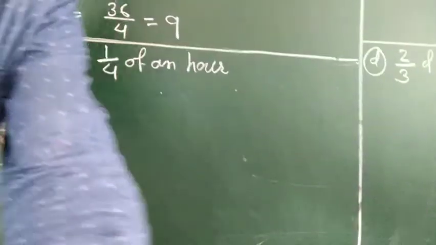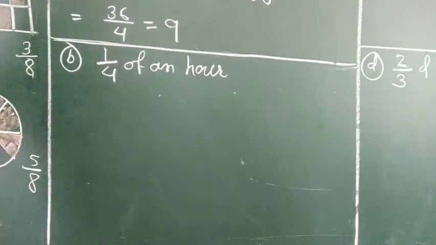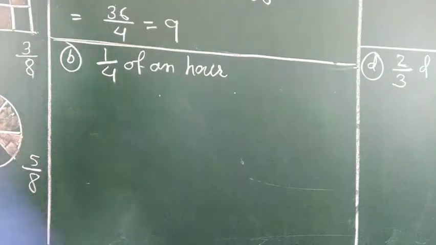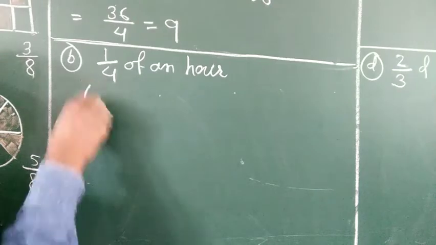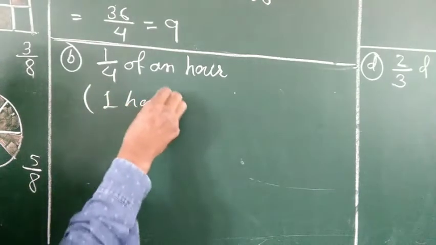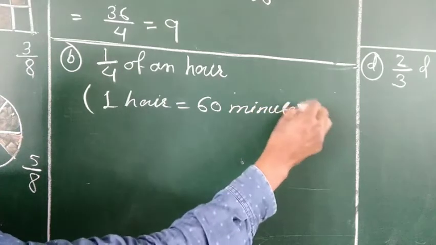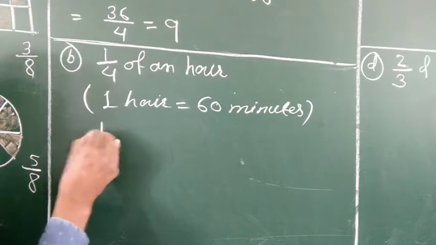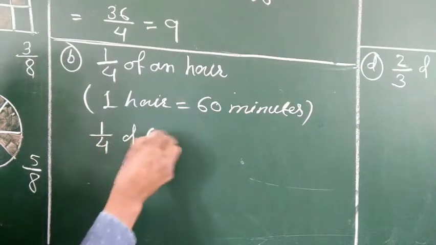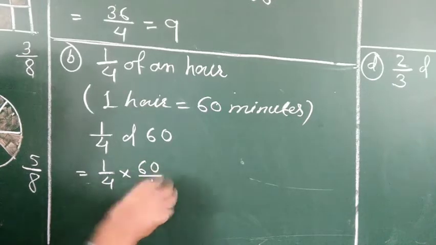Now next, it is 1 by 4 of an hour. What is 1 by 4 of an hour? So see, 1 hour is equal to 60 minutes. So what is this? It is 1 by 4 of 60. Now see, 1 by 4 into 60 by 1.